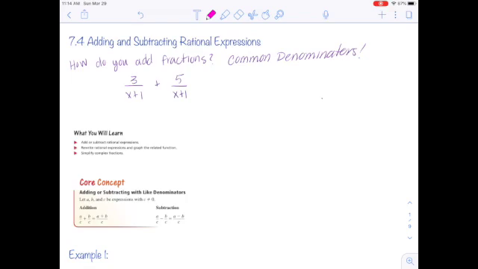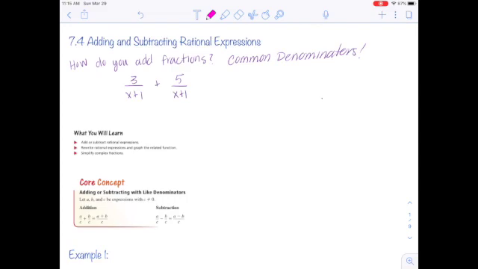Before you were multiplying and dividing. Today is adding and subtracting. So pretty much you have to remember, you have two fractions and you are adding them together. What do you need to have? Well, that answer is common denominators, of course. So in our first little example, how do you add fractions?